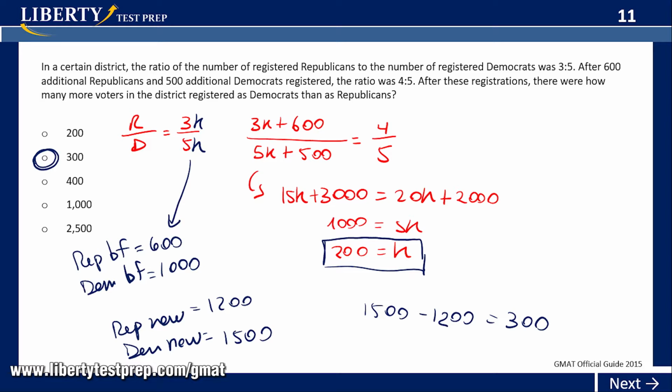The question is, there were how many more voters in this district registered as Democrats than as Republicans after the registrations. So after registrations, you have to add the 600 for the Republicans, and you also have to add the 500 for the Democrats. And at the end, you get 1,500 minus 1,200 equals 300. And that's the answer, okay?